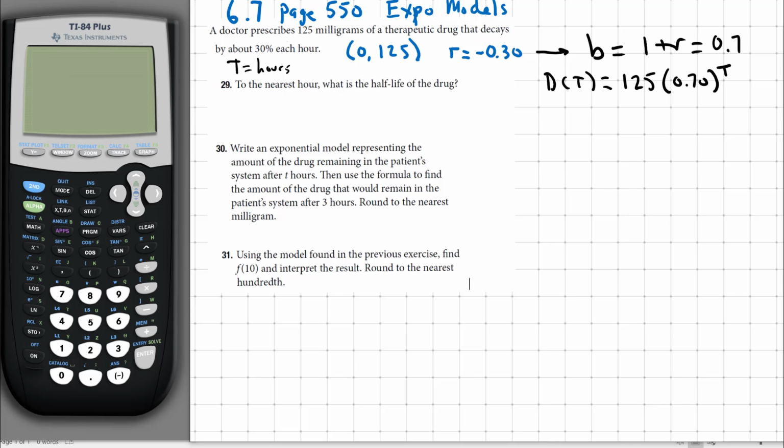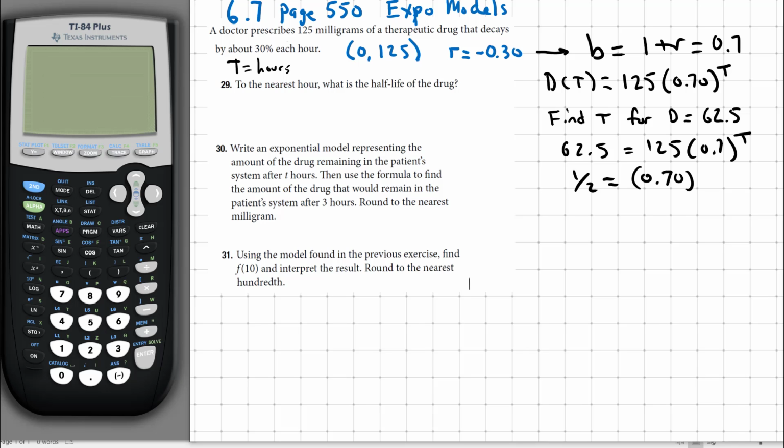Now question number 29 says, how long does it take before half of the drug is metabolized? So I want to find the time for the drug to equal 62.5. That's half. So I can solve an equation right here. 62.5 equals, and when I divide, I'm going to get 1/2 equals 0.70 to the T power.